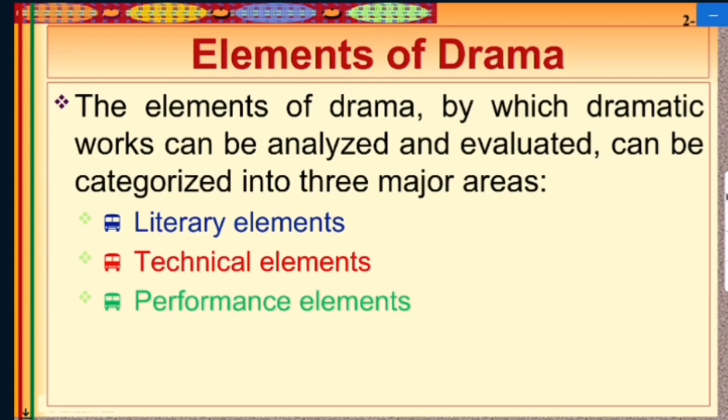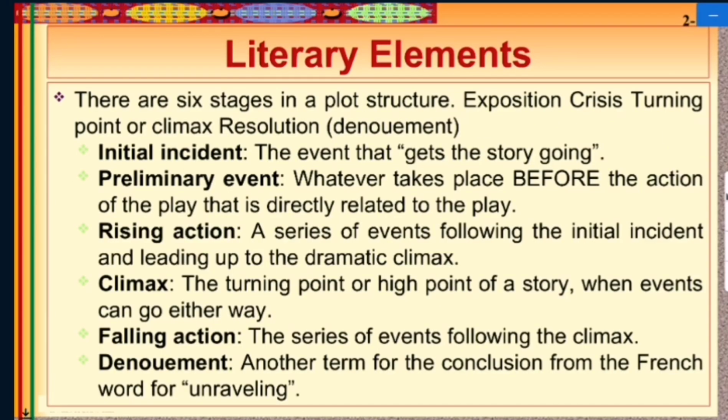What are the elements of a drama? Elements of drama, by which dramatic works can be analyzed and evaluated, can be categorized into three major areas: literary elements, technical elements, and performance elements. There are stages in a plot structure: exposition, crisis, turning point or climax, resolution. So these are actually the stages of plot structure. Those are also said to be the literary elements of a drama.